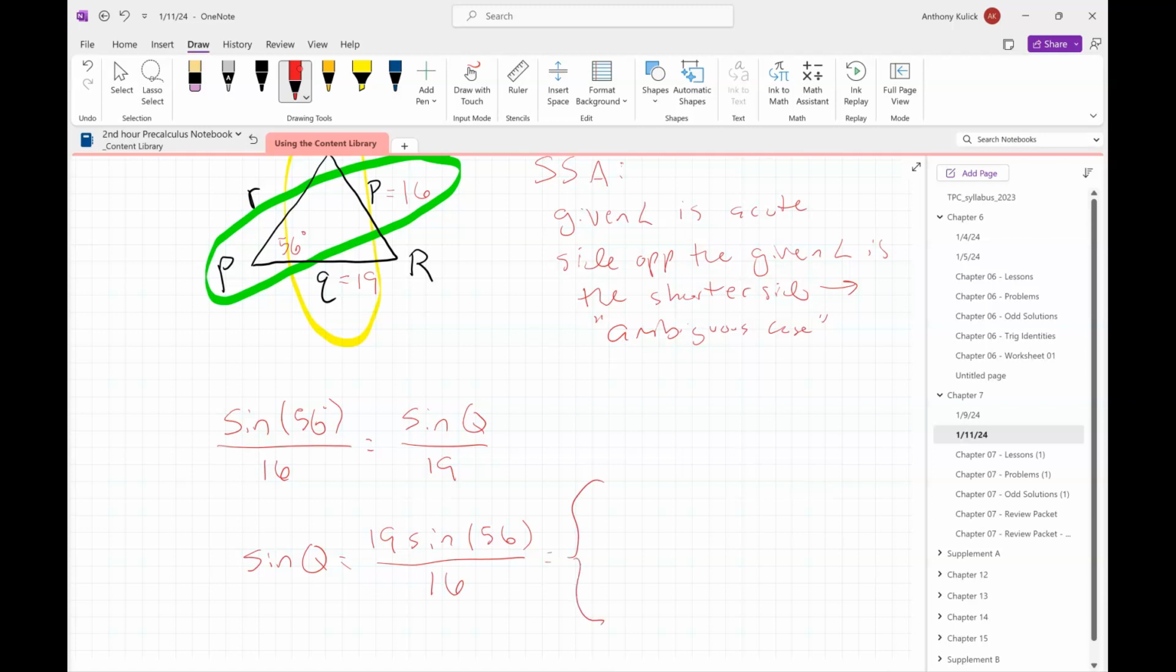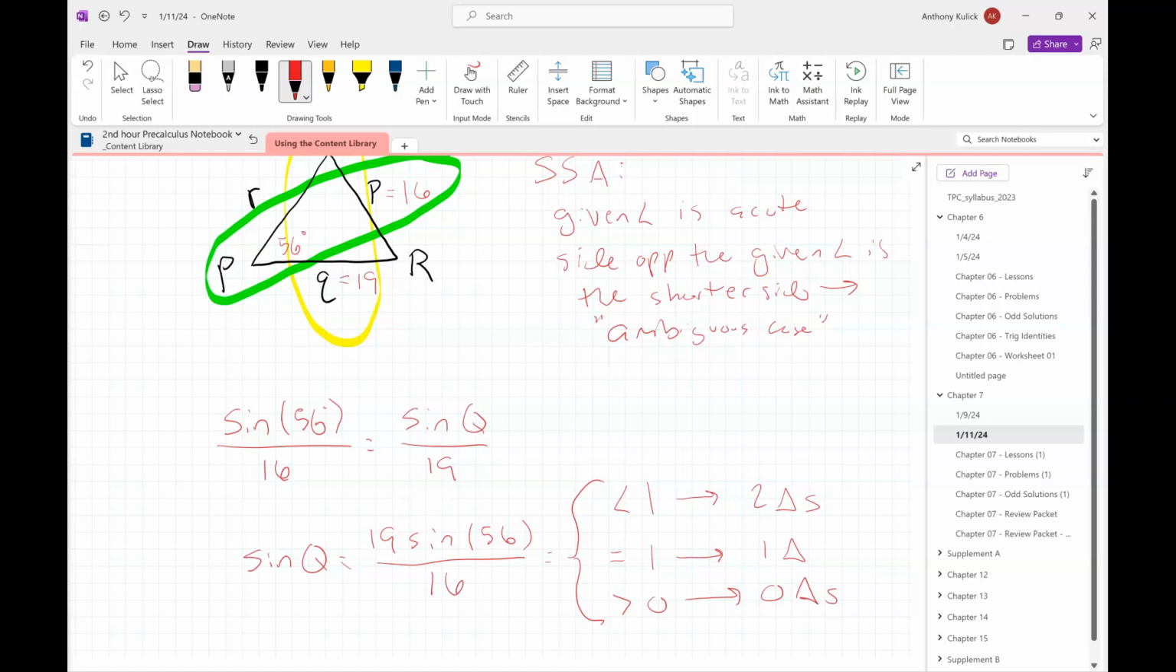So if that quantity there is less than 1, we get 2 triangles. If it's equal to 1, we have 1 triangle. And if it's greater than 1, we have 0 triangles.